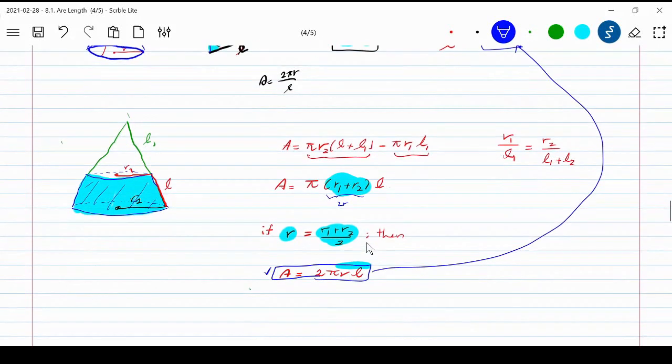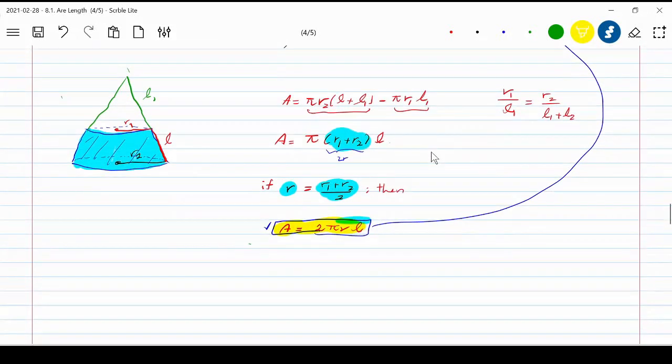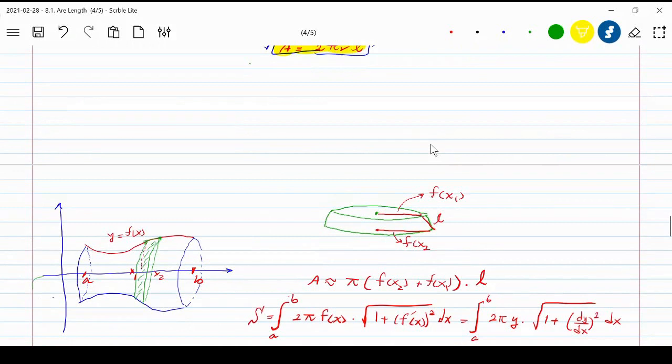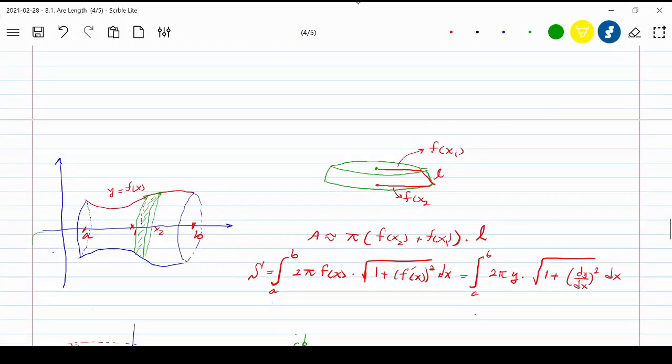Okay, so let's remember this formula. We will use it to discuss the surface area corresponding to revolution.